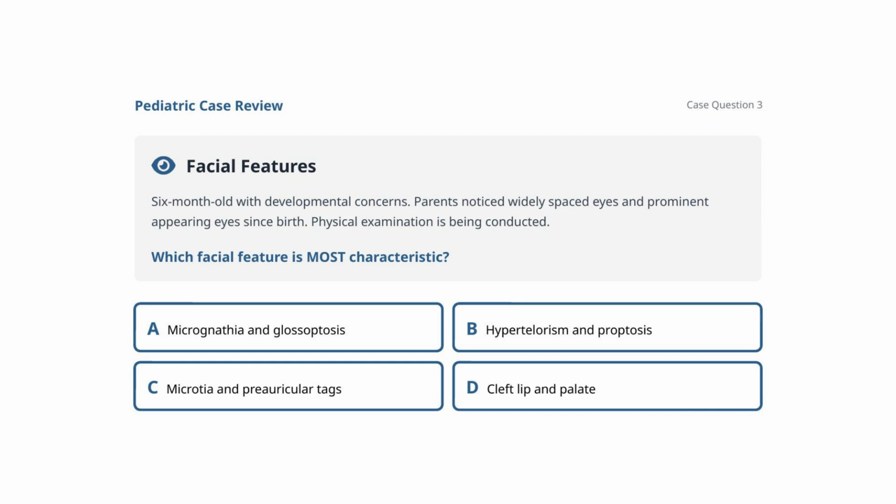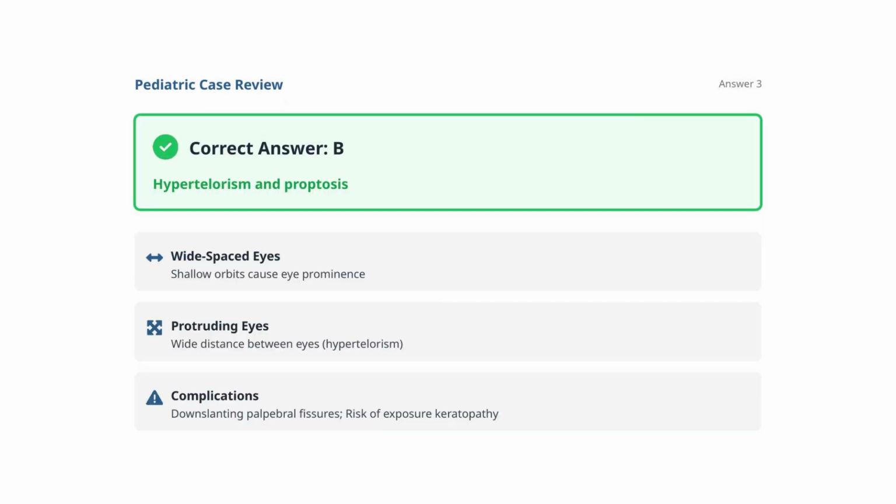Option A, micrognathia and glossoptosis. Option B, hypertelorism and ptosis. Option C, microtia and preauricular tags. Option D, cleft lip and palate. The correct answer is B, hypertelorism and ptosis.